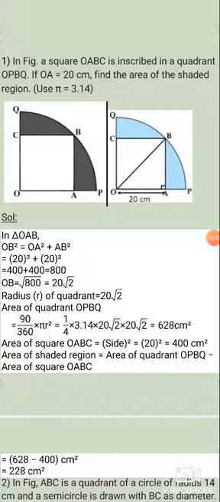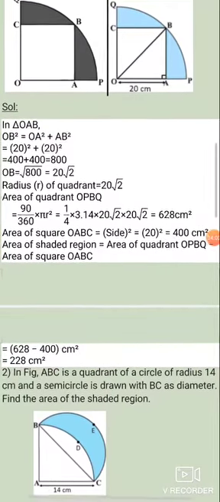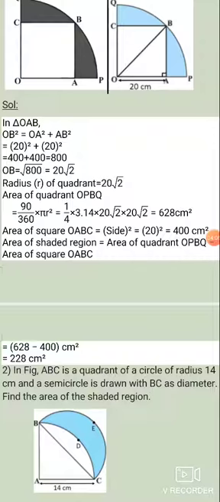Now the second question. In this figure, ABC is a quadrant. So listen carefully, maximum mark question. This is a 4 mark question. So ABC is a quadrant of a circle of radius 14 centimeter, and a semicircle is drawn with BC as diameter. Find the area of the shaded region.